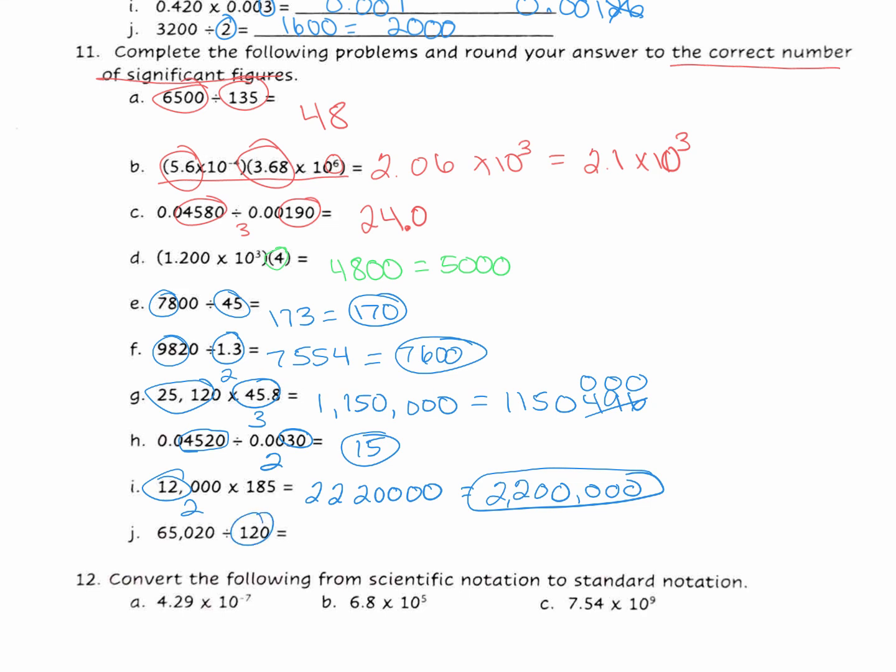Last one, we can have 2 significant figures in our answer. So we have 65,020 divided by 120. I have 542, but because I can only keep 2, I'm going to say 540.